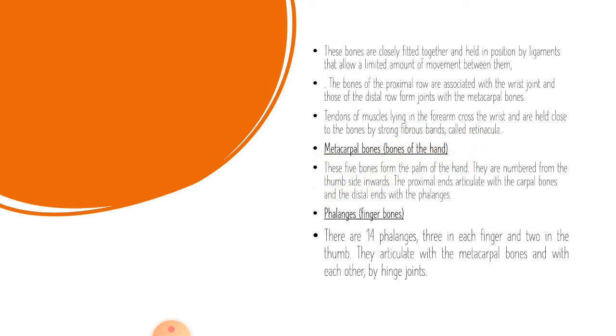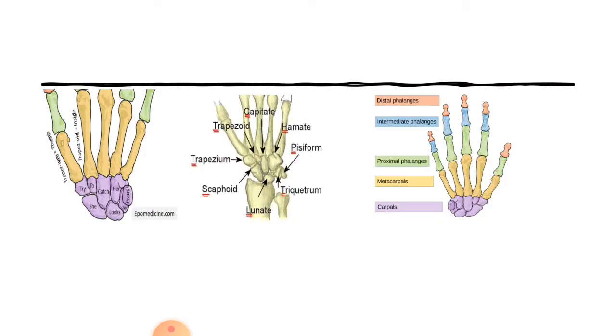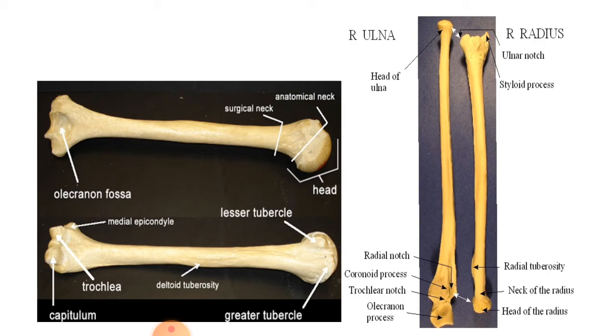So the proximal carpal bones will take part in the formation of the wrist joint, and those lying in the distal row will form the carpometacarpal joint with the metacarpal bones.